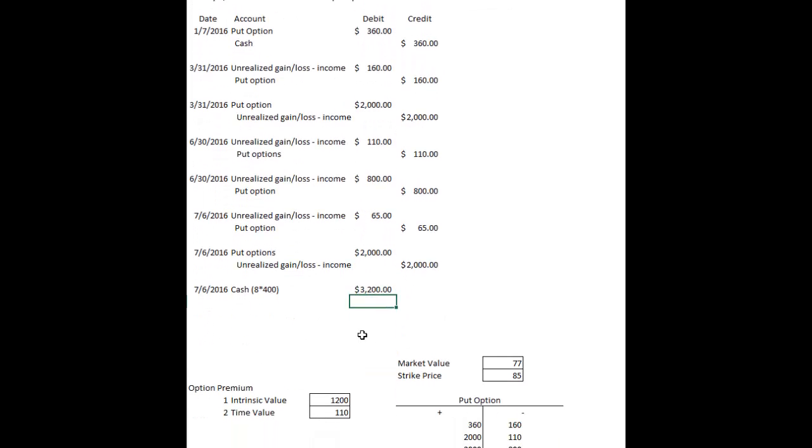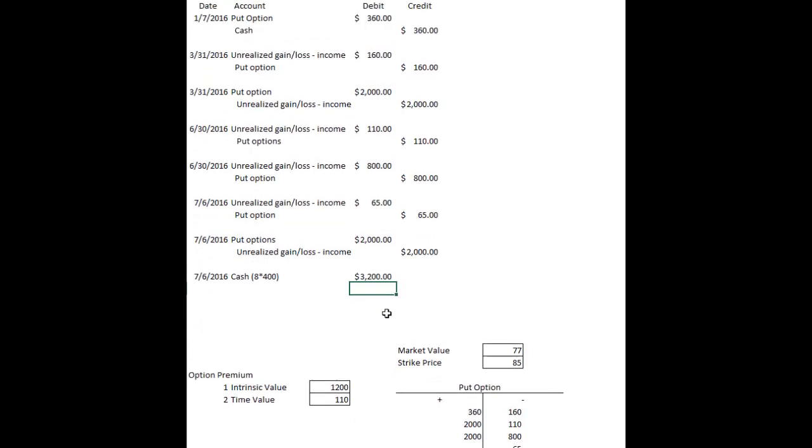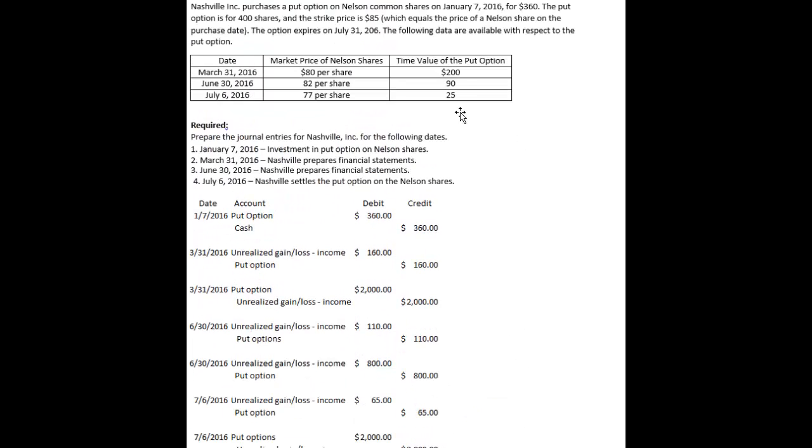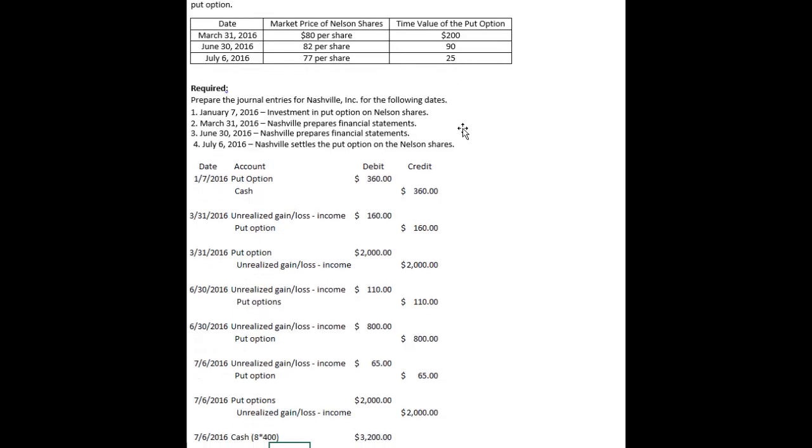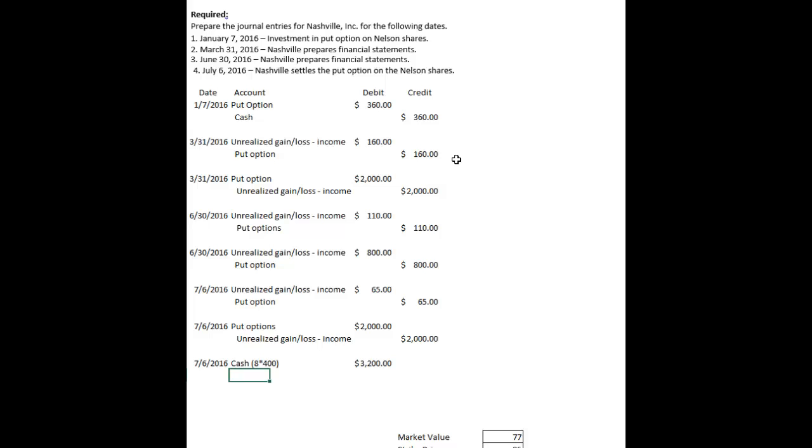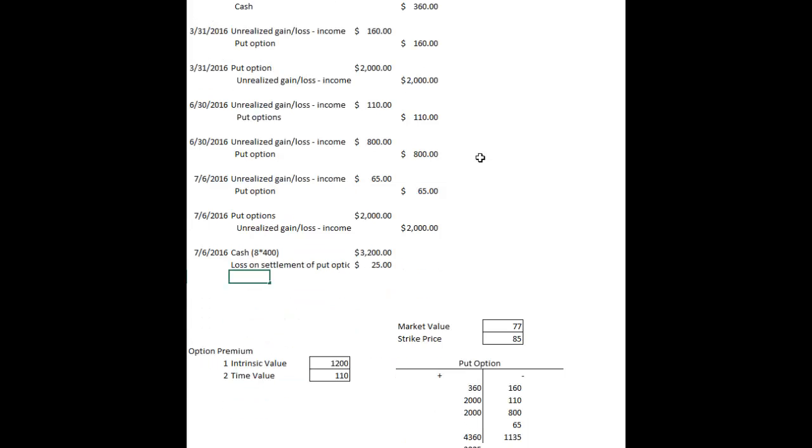Now, the time value is gone. Once we exercise the contract, this $25 isn't worth anything anymore. So we have to record the expiration of the time value. And we're actually going to call that a loss at this point: loss on settlement of put option. Right? We decided to terminate it early, therefore there is no time value. Again, we forfeit the time remaining in the contract. And then the difference goes to the put option.